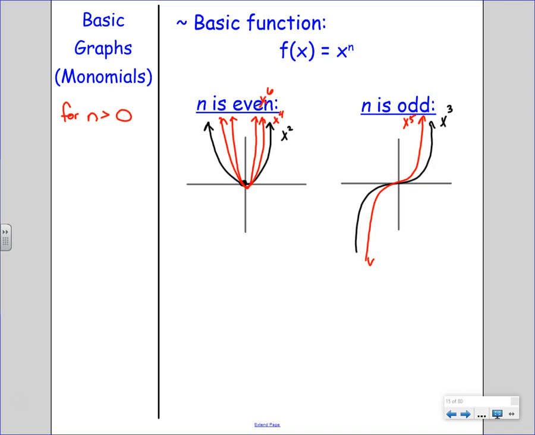What's in common, even if we start adding and distorting and all those sorts of things with different terms? We might have some funny stuff going on in the middle, but the ends are always going to follow the same ideas of even go together and odd go opposite. All right, let's keep going.